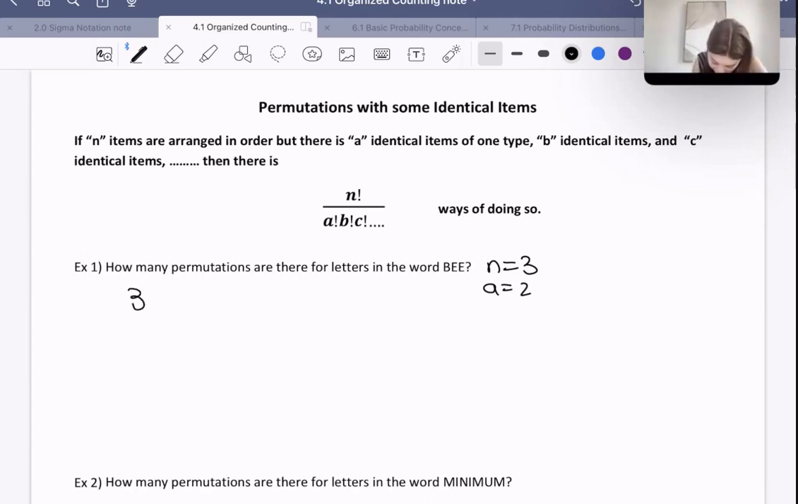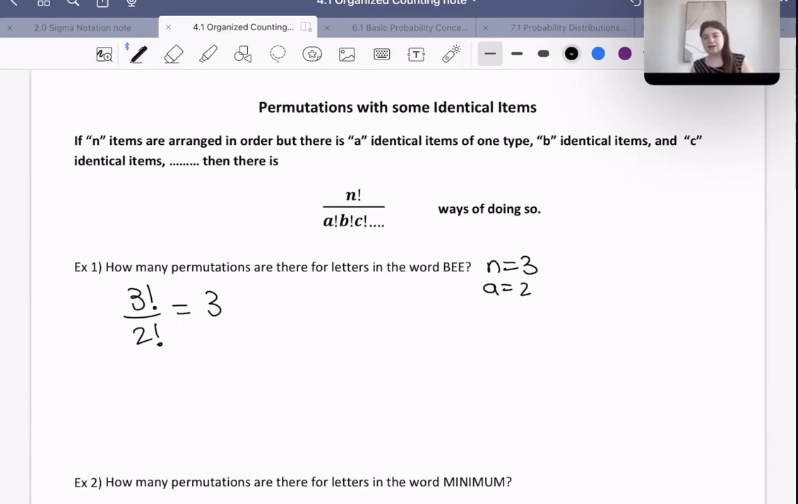So let's put that in. So here I have 3 factorial over 2 factorial, which is just going to give us 3. So therefore, there's 3 permutations for letters in the word BEE. I keep almost saying combinations, but combinations are something different. I need to call these permutations and not get mixed up with combinations. Yes, so these are permutations. There are 3 permutations or 3 ways we can arrange the letters in the word BEE.